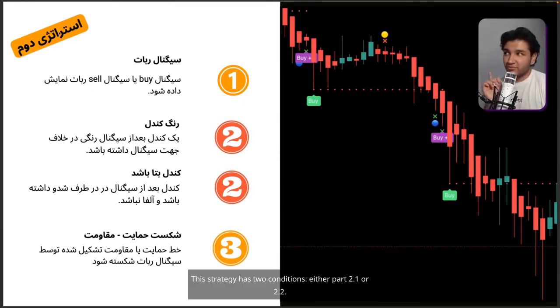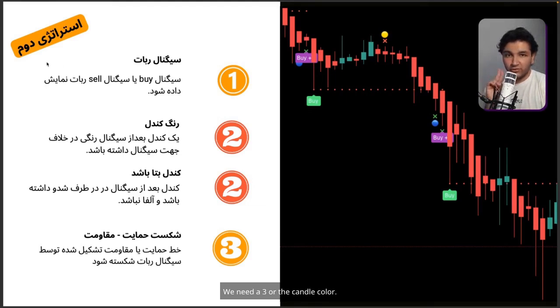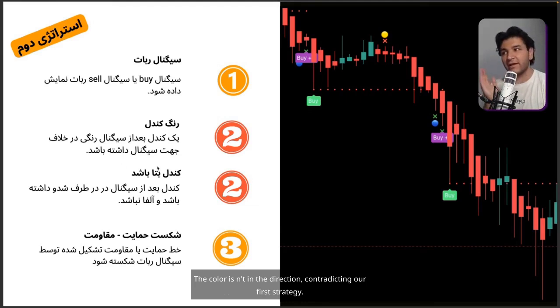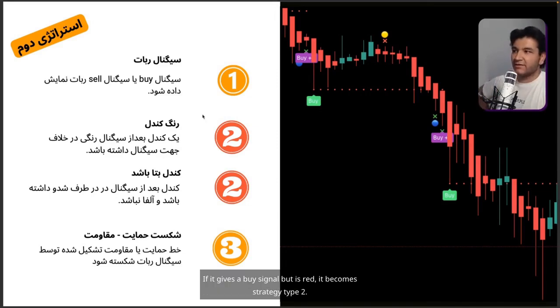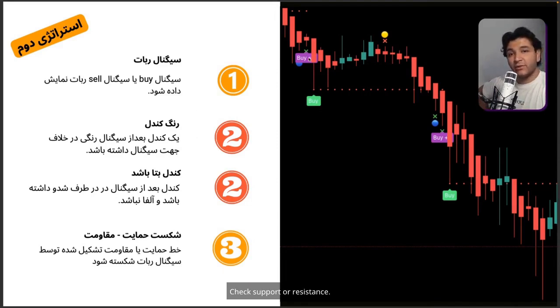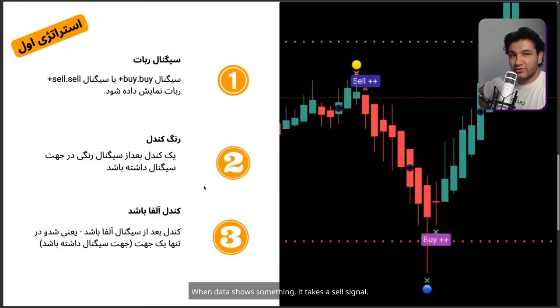This strategy has two conditions, either part 2.1 or 2.2. We need a 3 or the candle color. The color isn't in the direction, contradicting our first strategy. If the color is, the next should be green. Now, the third condition is an alpha candle. If it gives a buy signal but is red, it becomes strategy type 2. Check support or resistance. If it breaks the dotted lines, it takes effect. When data shows something, it takes a sell signal. We can take on higher credit risk, visible on the chart.